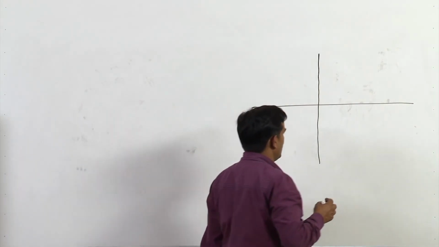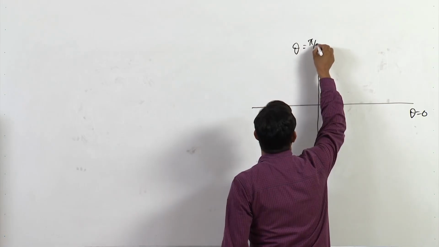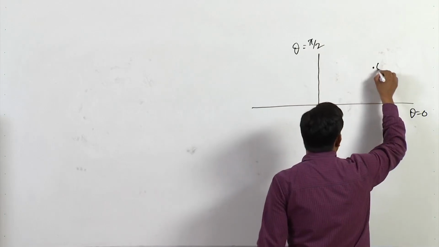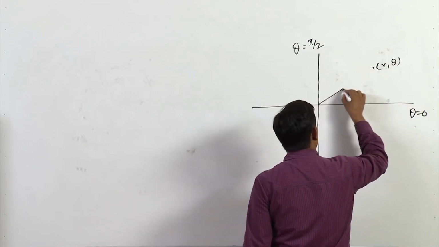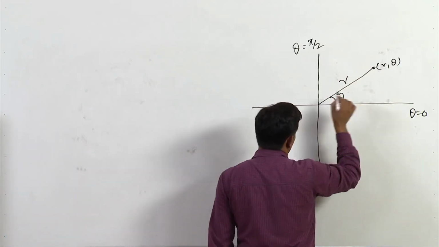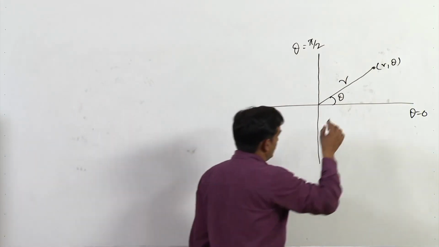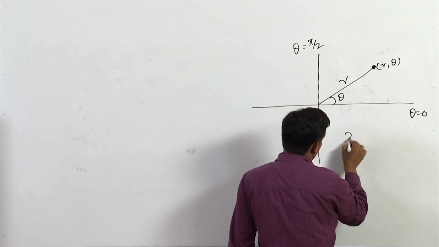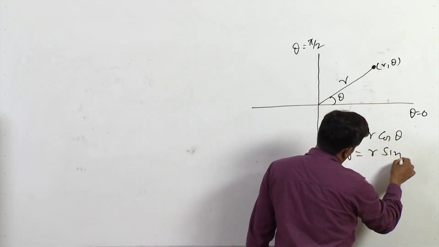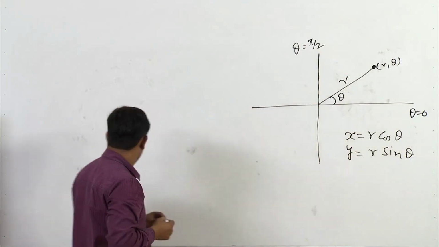So, in polar coordinates what we are having? Theta equals 0, theta equals pi by 2, and then we are having some point r theta here. So, r theta means this distance is r and this angle is theta. So, this is the meaning of polar coordinates. If this point is x y in Cartesian coordinates, then x will be r cos theta and y will be r sin theta. That is the projection of this on the x axis and y axis.